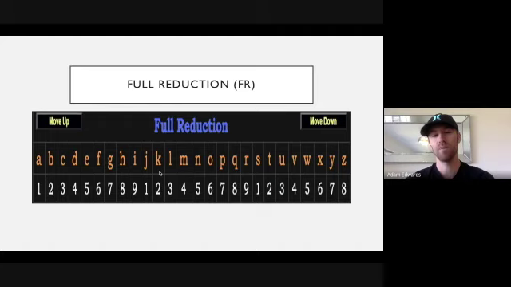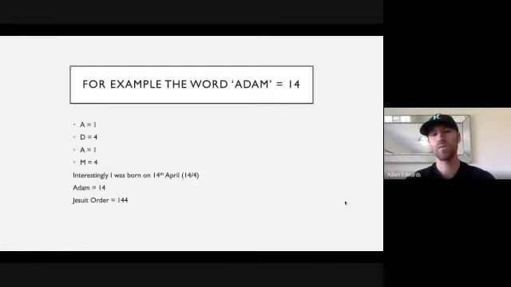They're incredibly important. So from J to R is 1 to 9, and then from S to Z is 1 to 8. The reason it ends in an 8 is because there's 26 letters in the alphabet and not 27, so you can't go 9, 9, 9. For example, the word Adam equals 14 using this cipher. A equals 1, D equals 4, A equals 1, the same as English ordinal. However, M equals 4 because M is the 13th letter of the alphabet and you can't have double digits in full reduction. So 1 plus 3 equals 4.